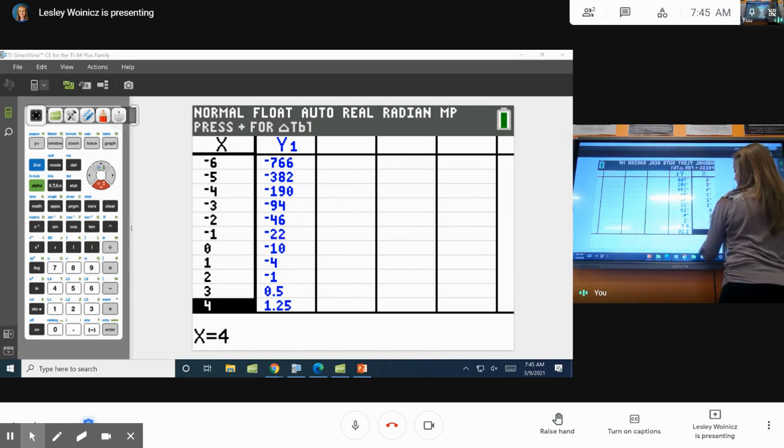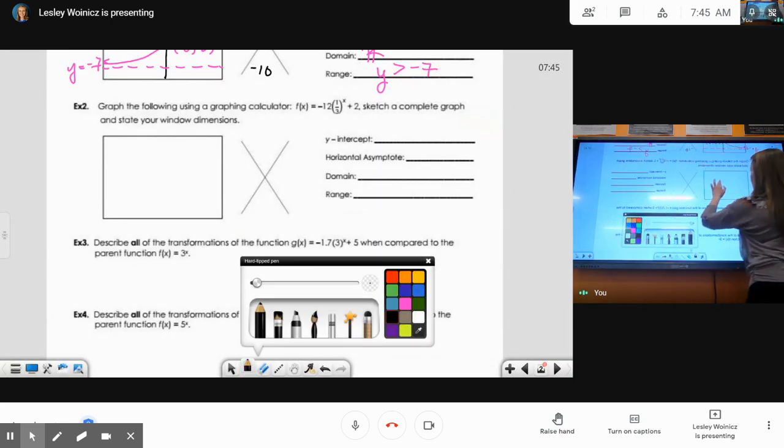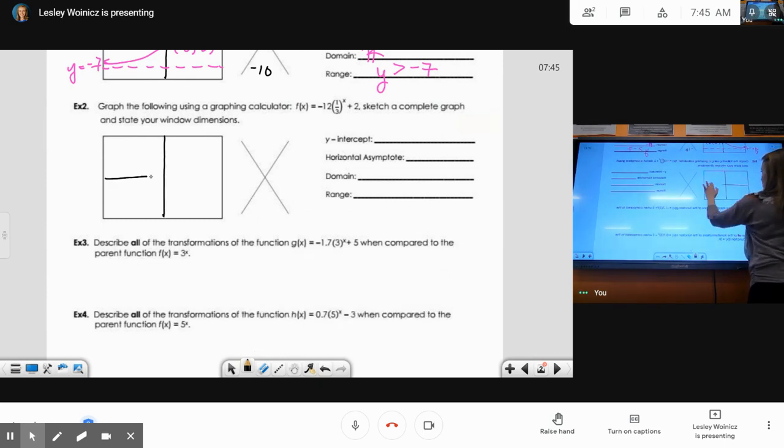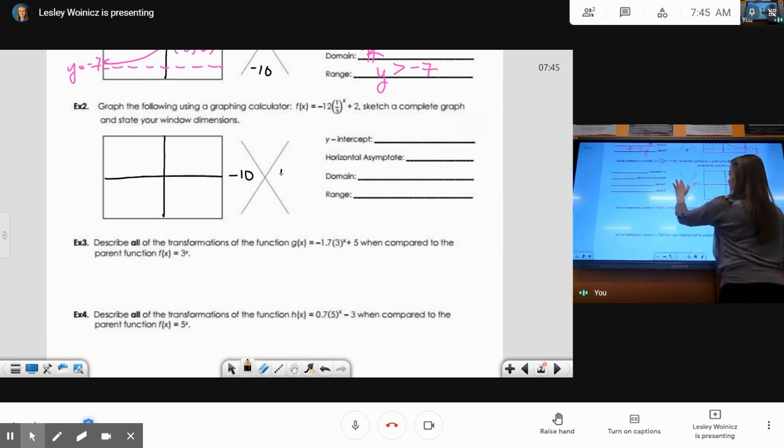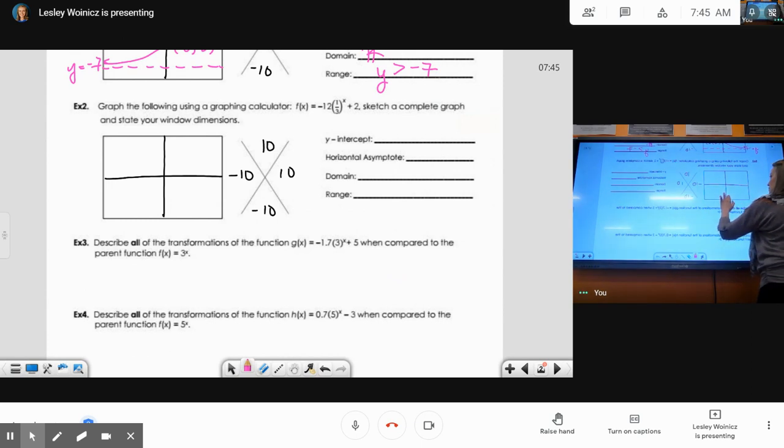All right, so I'm going to go to my graph on my paper. I'm going to sketch. I'm still going from negative 10 to positive 10 in the x direction and negative 10 to positive 10 in the y direction. And then my y-intercept was way down here at 0, negative 10. And then I was going to my horizontal asymptote, which is up here at y equals 2. So it's going like that.